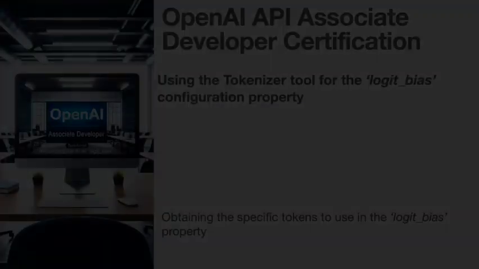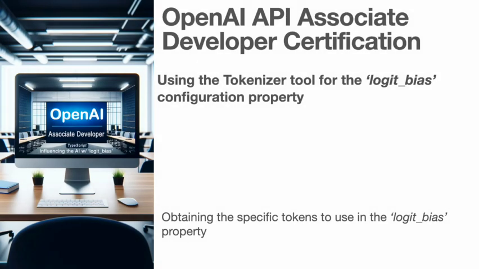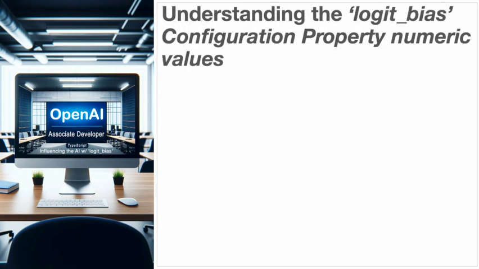Welcome back to the OpenAI Associate Developer course. In this lesson, we will learn how to obtain the numeric values associated with the tokens we want to apply the logit bias towards. We will see how to use the OpenAI Tokenizer tool and why this tool is useful in setting the logit bias configuration property.